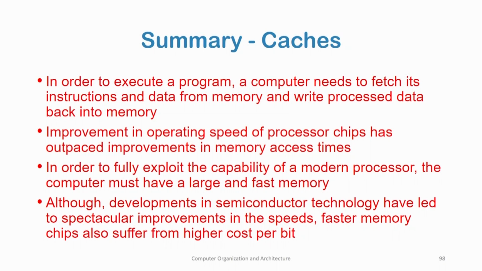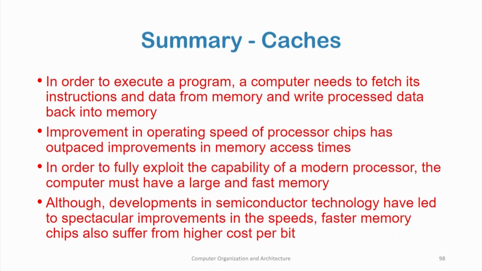The other problem is that to fully exploit the capability of a modern processor, the computer must have large and fast memory. We have lots of programs, and all those programs may be co-executing on the processor at a given time, and all these programs therefore need to be in memory. Individual programs are also growing in size. So you need very big memories to keep all these programs in memory and allow them to co-execute at the same time on the processor.